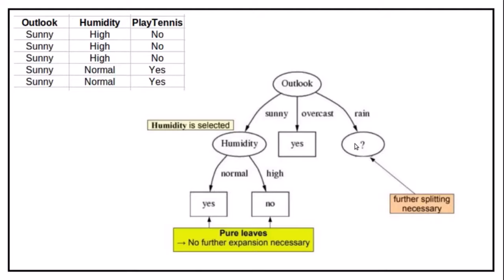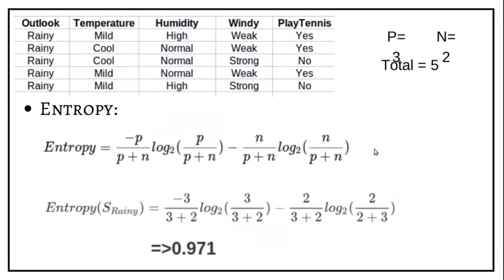Now again we have to repeat the entire process for rainy. So now this is the table for rainy. Again, how many positive values are there? 3. How many negative values are there? 2. Total 5. Again you will calculate entropy. It's the same value, here it comes 0.971.